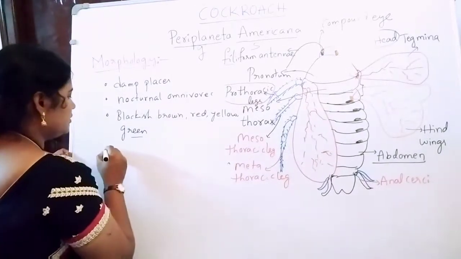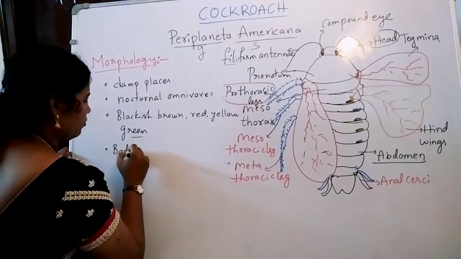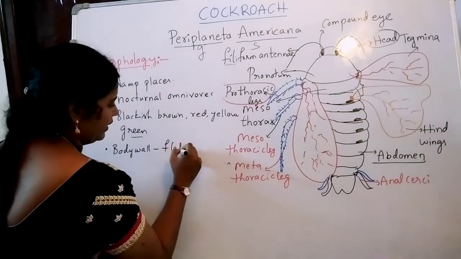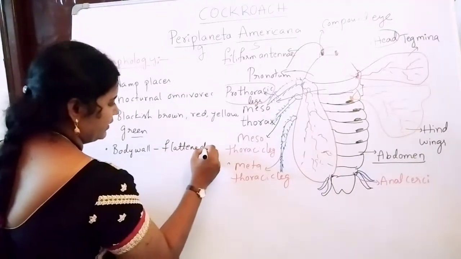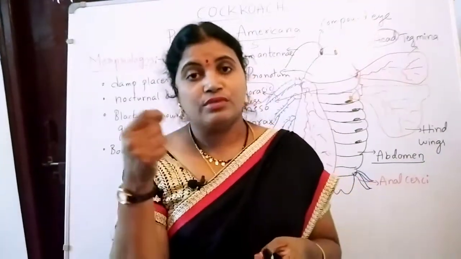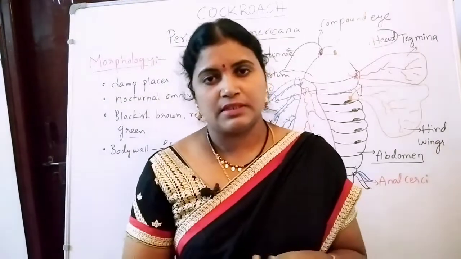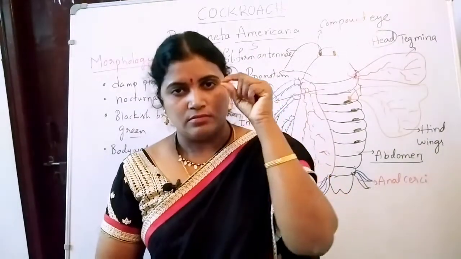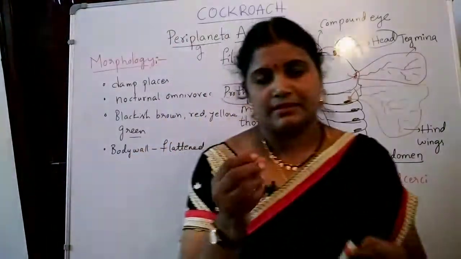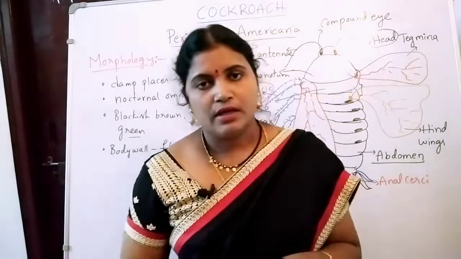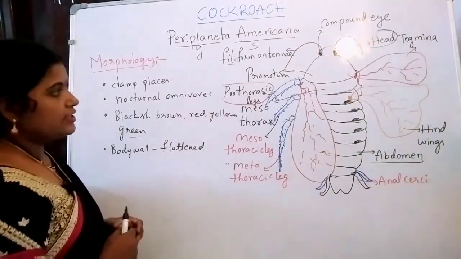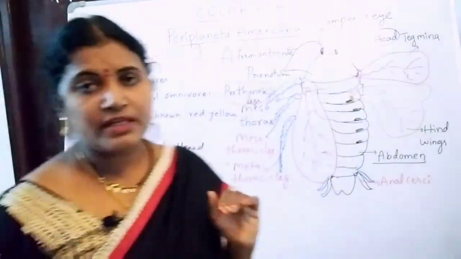The body wall is flattened. It has a flattened body so that it is able to enter through narrow spaces. Ok, so it is very flattened surfaces. And now we'll see the body divisions.